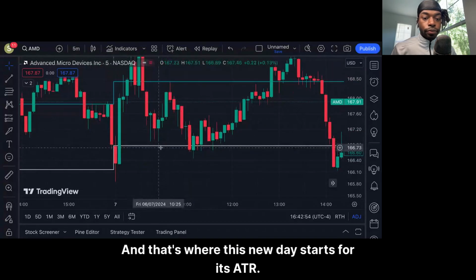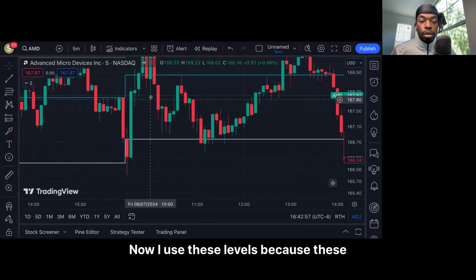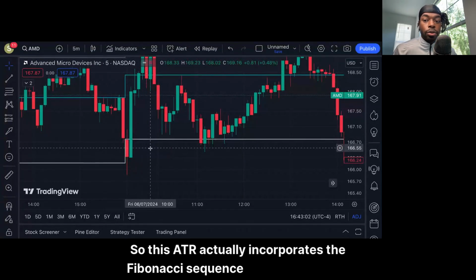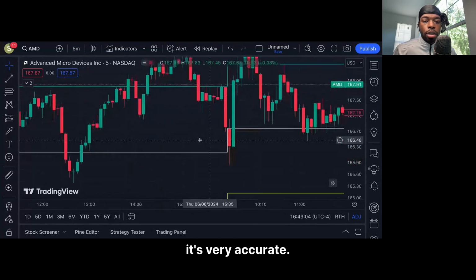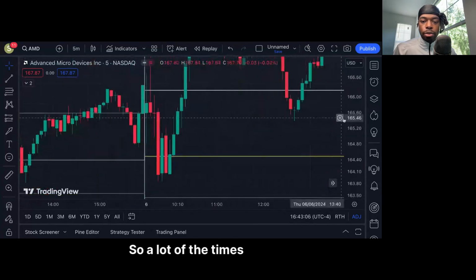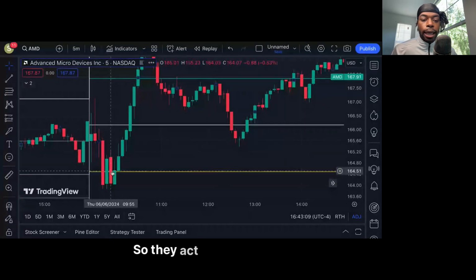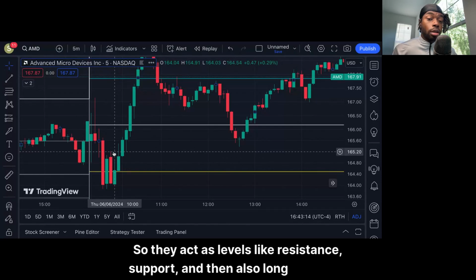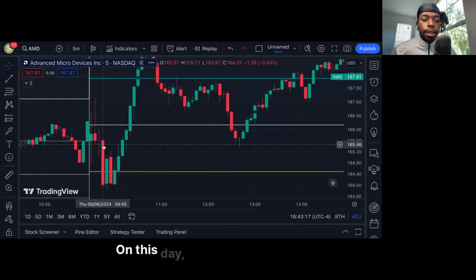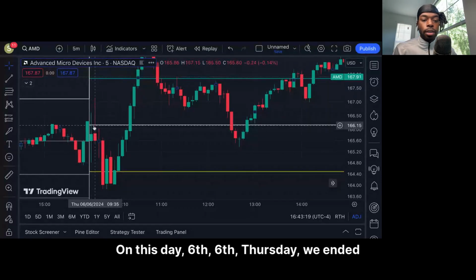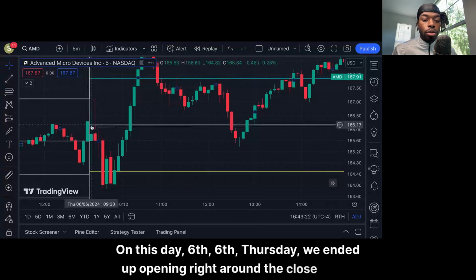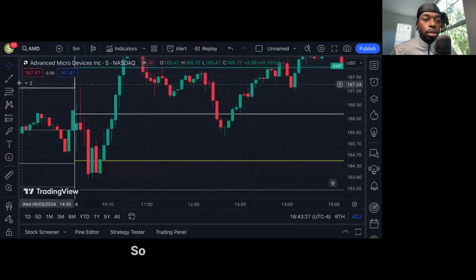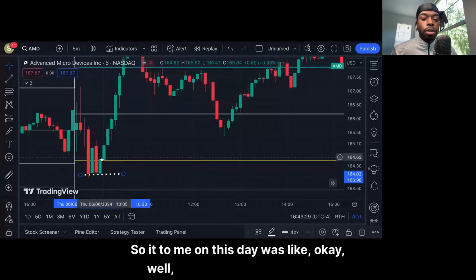Now I use these levels because these levels are significant. This ATR actually incorporates the Fibonacci sequence in it, which is why it's very accurate. So a lot of the times when I'm trading, I'll be watching these, so they act as levels like resistance, support, and then also long and short levels. So on this day, 6/6 Thursday, we ended up opening right around the close of the previous day. We went down to test this sell trigger, and we held. So to me on this day, it was like, okay, well, this looks like it's support.